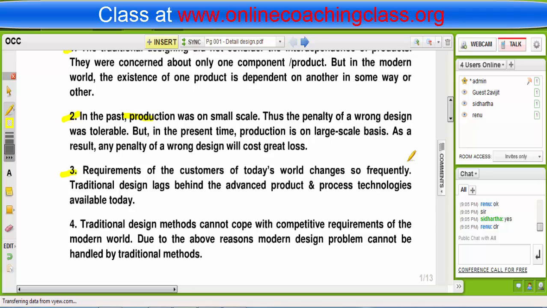Suppose we are going to design a television by the traditional method. It will start in 2015 and may finish in 2016. But during this one year, the customer taste has changed. Now the TV is LED, whereas one year before, suppose your TV was CRT. So in the modern world, the traditional design is not fitted because it takes time. Clear?